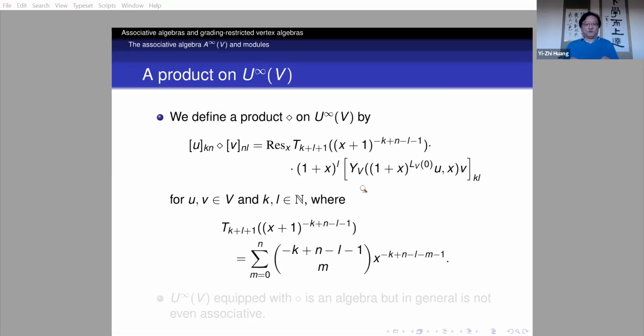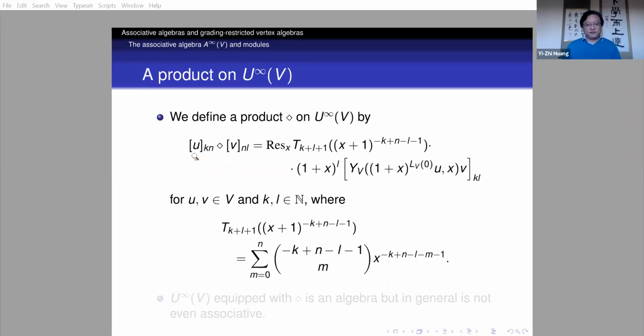So the main thing is that if you want the action on the module to have all these modes, then you also want U infinity V to have a product which exactly corresponds to the composition when you act on something coming from the module. Then you will have to have this definition of the product. Okay, so when I write this product down, it's technical, but there is a conceptual way to interpret it. I will just write it down, and in some special cases it will reduce to the Zhu algebra and Dong-Mason.